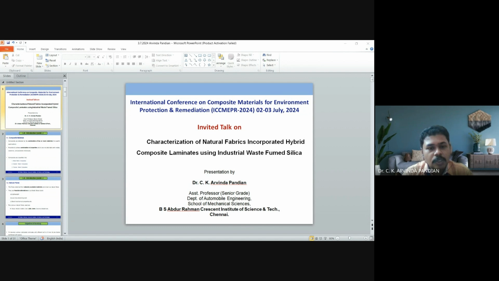So the materials used are jute fabric, linen fabric, industrial waste fumed silica, and epoxy resin as the matrix. The industrial waste fumed silica particles have a particle size of less than 3 micrometers, and the shapes are flake-like in nature. The hand layup system is used to manufacture these 6 composites: jute and linen with different layer patterns, and the fumed silica is added to the optimal composite in 3 weight percentages.